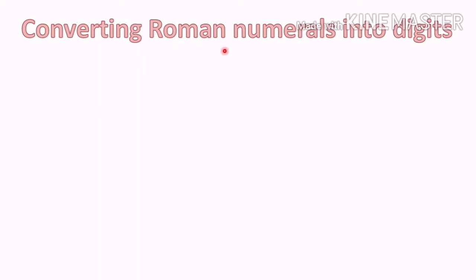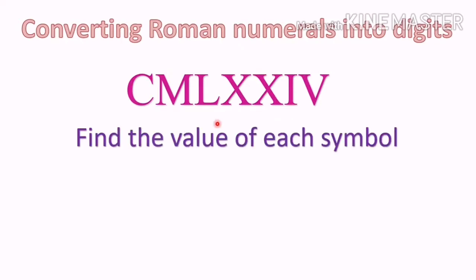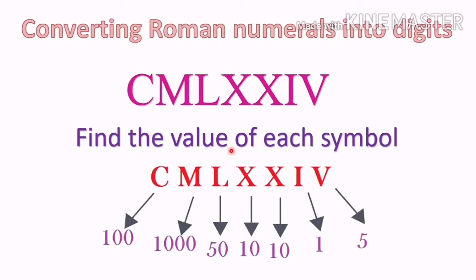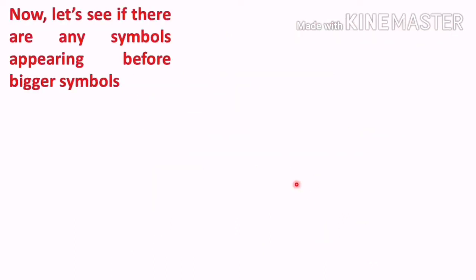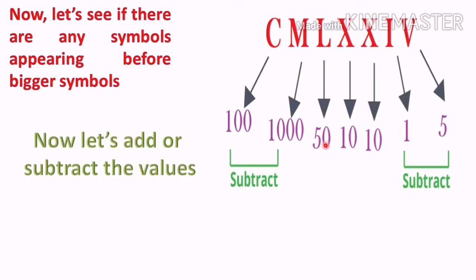Next, we can convert Roman numerals into digits. CM, L, X, IV. First of all, find the value of each symbol. C for 100, M for 1000, L for 50, X for 10, I for 1 and V for 5. Now let's see if there are any symbols appearing before bigger symbols. Yes, here we have C appearing before M and I appearing before V. So those values have to be subtracted, all other values can be added.